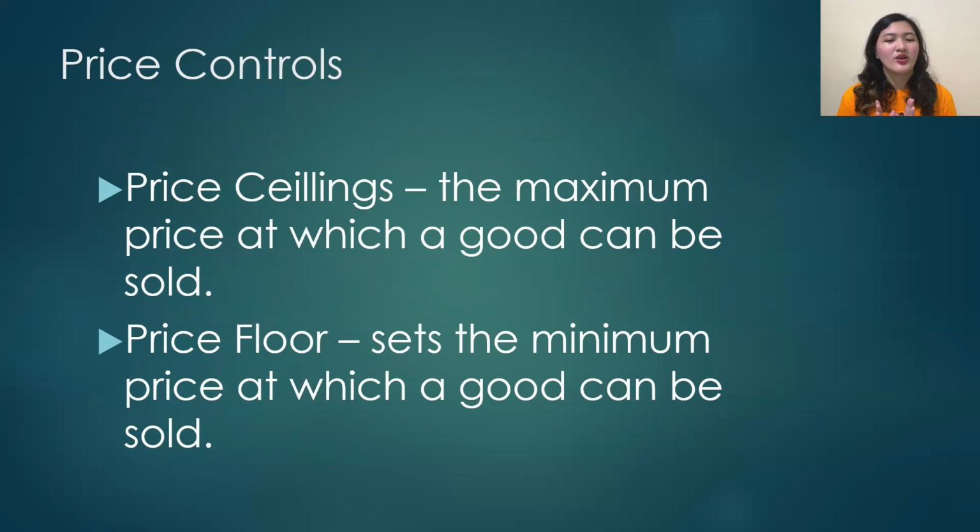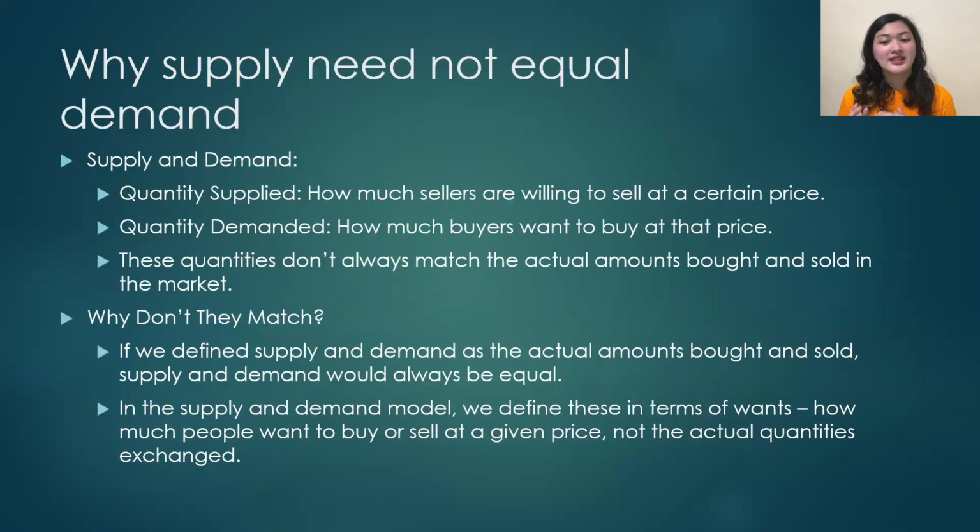Now let's talk about why supply doesn't always equal demand in the market. This is something that comes up a lot, especially when the government steps in with policies like price controls. When we talk about quantity supplied, we mean how much sellers are willing to sell at a certain price, assuming nothing else changes. Similarly, quantity demanded is how much buyers want to buy at that price, assuming other factors stay the same. But here's the important point. The quantity supplied and the quantity demanded don't always match the actual amount that gets bought and sold in the market. Why don't they match?